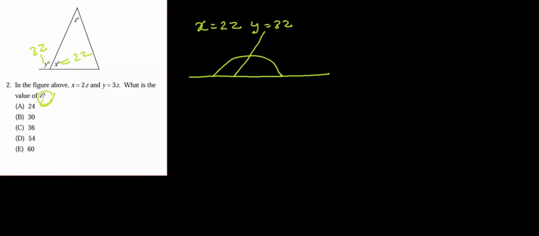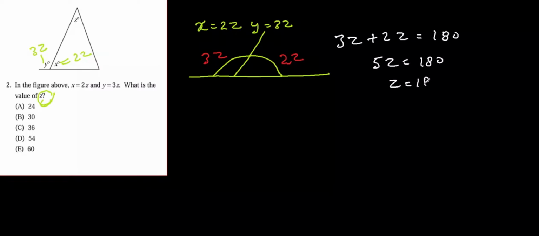So it is given that this side is just x, which is 2z, and the other side, this one is just 3z, right? So we know that the straight line is 180 degrees, so that means 3z plus 2z is equal to 180, so 5z is equal to 180, and z is equal to 180 over 5, equal to 36 degrees. So the answer is this one, 36.